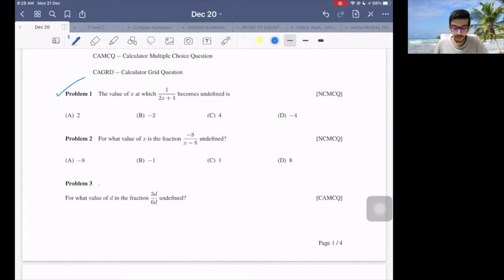You can quickly tell me what the answer is. Everyone, please let me know the answer. The value of x at which 1 by 2x plus 4 becomes undefined. So when you see such an expression, you should be able to tell when that expression becomes undefined. Be careful about the fact.